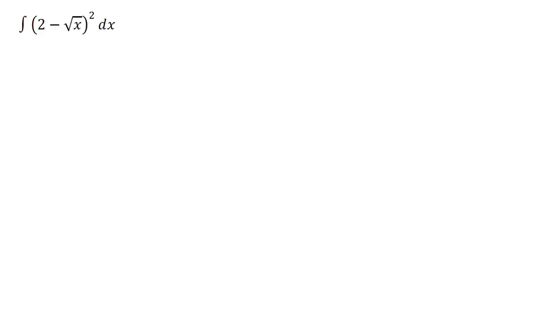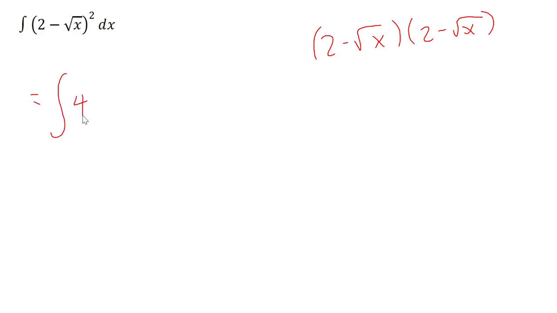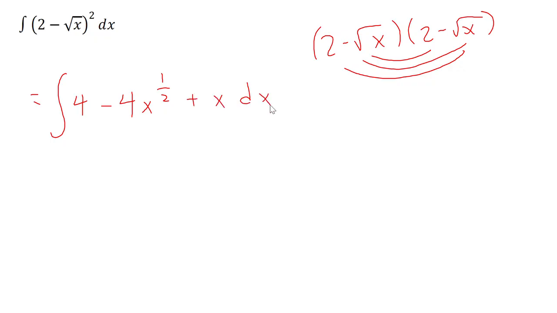We'll need to use the same process here for this one. We'll just distribute out 2 minus root x squared. Right? If we need to do that off to the side, we can. 2 minus root x times 2 minus root x. Well, the 2 times the 2 is going to be 4. And then we'll have a minus 2 root x and another minus 2 root x, which will be minus 4 root x, or minus 4x to the 1/2. And then minus root x times minus root x should just be a plus x. And then our dx.